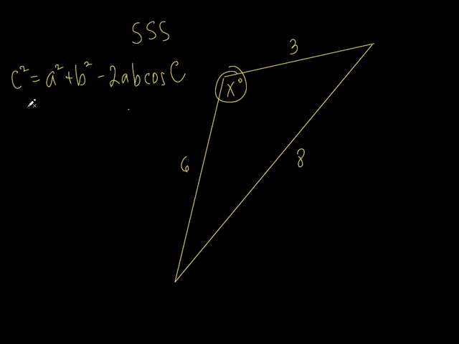Let's just plug in, and then the algebra is a little bit more difficult than what we did earlier, so I definitely want to show you that. So it's 8 squared equals what? 3 squared plus 6 squared, doesn't matter what order, minus 2 times 3 times 6 times the cosine of what? X.